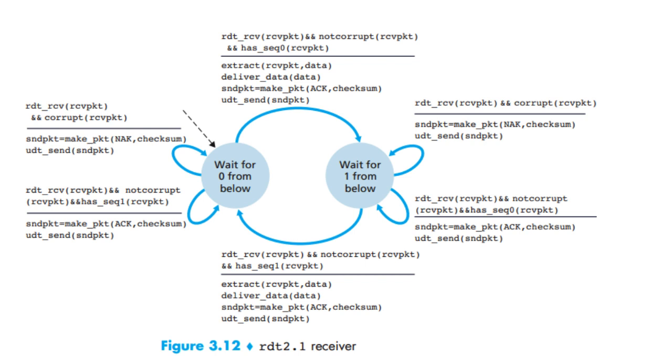protocol for a channel with bit error is RDT 2.2, as shown in the figure. One subtle change between RDT 2.1 and RDT 2.2 is that the receiver must now include the sequence number of the packet being acknowledged by an acknowledgement message, and the sender must now check the sequence number of the packet being acknowledged by a received acknowledgement message. This is done by including the 0 or 1 arguments in the isACK function in the sender FSM.